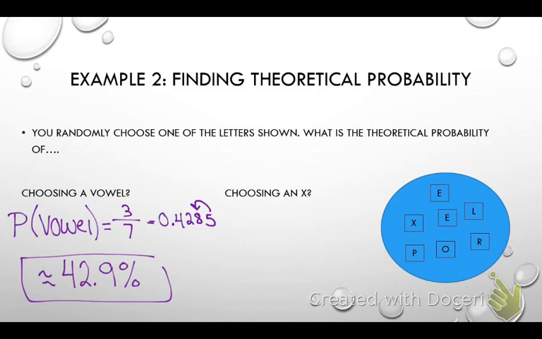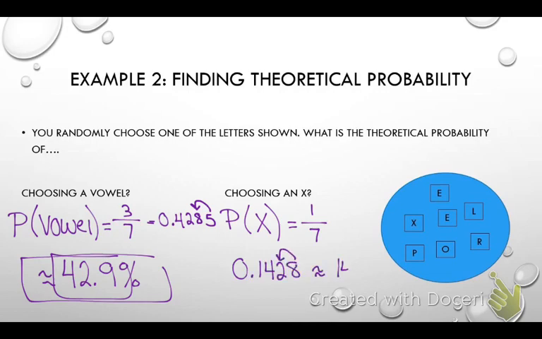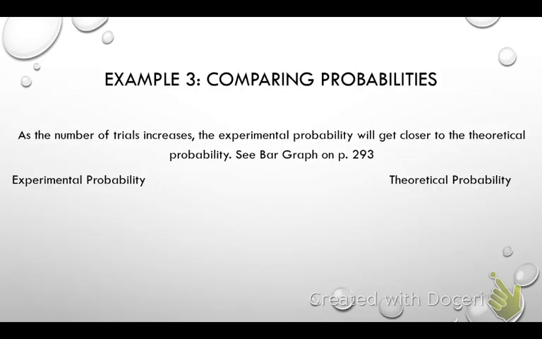All right, so 42.9%. I want you to now calculate for X, and you will have to round it. It's not going to come out evenly. Go ahead and do X. Okay, so the probability of choosing an X equals 1/7 or 14.3%. All right, who got it right? 14.3. Okay, very good. All right, so that's theoretical.